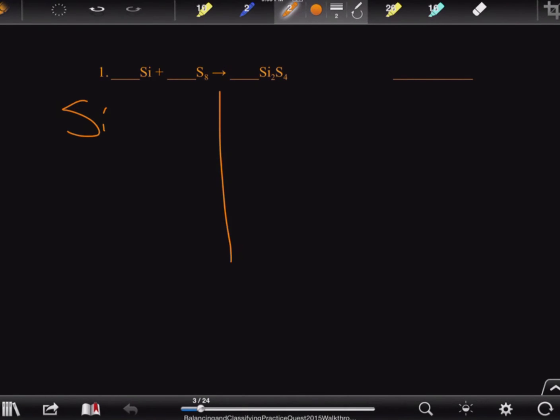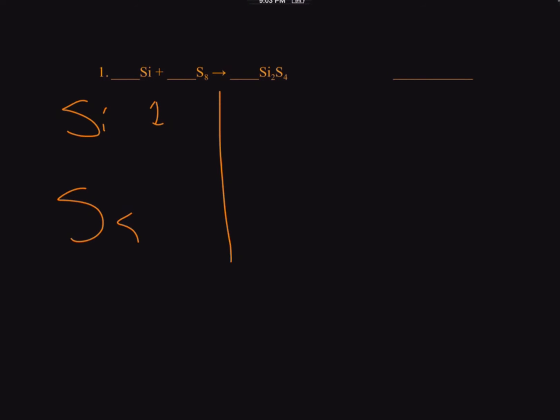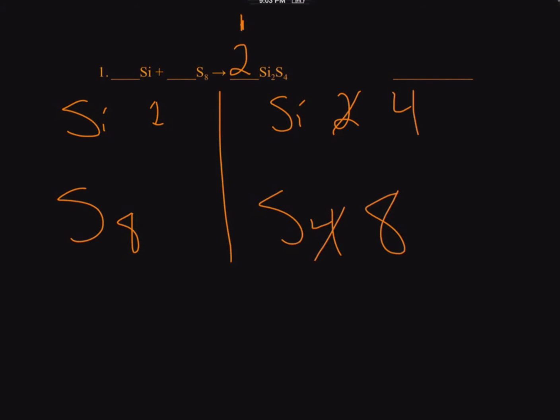On this side we have 1 silicon and 8 sulfurs. On the other side we have 2 silicons and 4 sulfurs. Since the number of sulfurs is 8 on the left and 4 on the right, and we can't make the 8 any smaller, we can double the number on the right, and that makes this 8. The 2 in our coefficient here also applies to the silicon, and so that gives us 4, which means if we go back over here and put a 4 in front of that silicon, we get 4 silicons on the left, 4 on the right, 8 sulfurs on the left, 8 on the right.